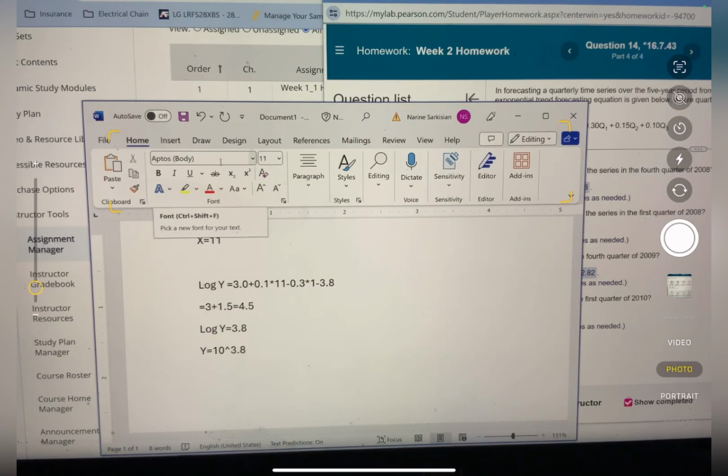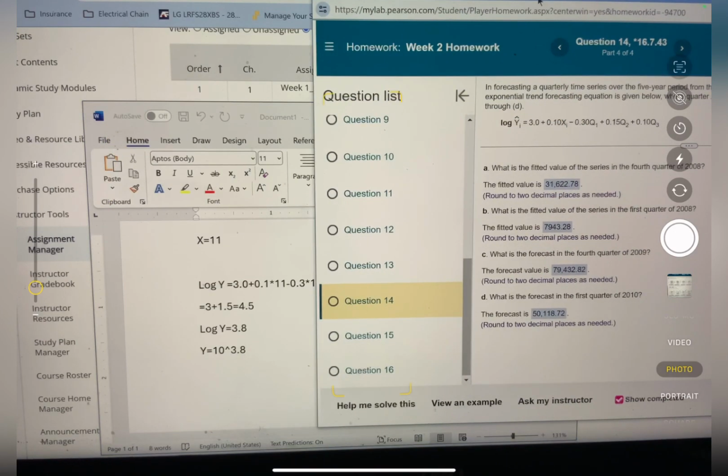So let me do it. Scientific calculator, 10, pushing the button x to the power y, and then 3.8. And I'm getting 6,309. Let me see if I get the same thing. No, I got 7,942 here.